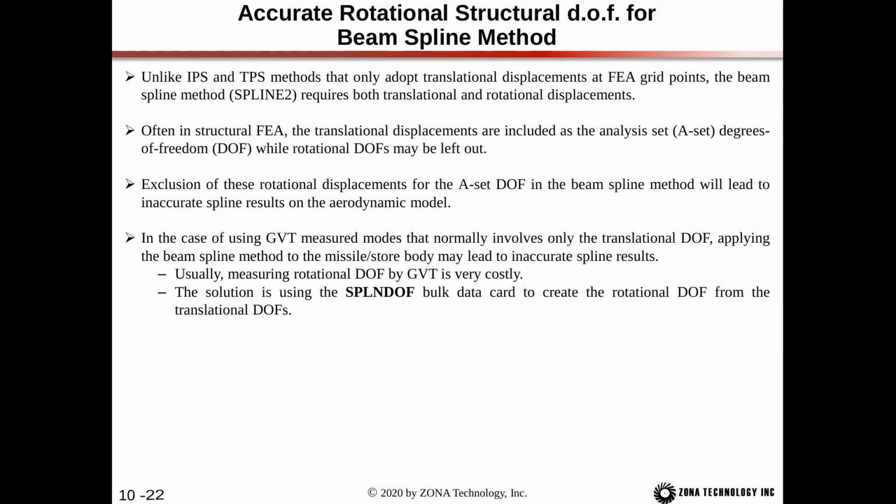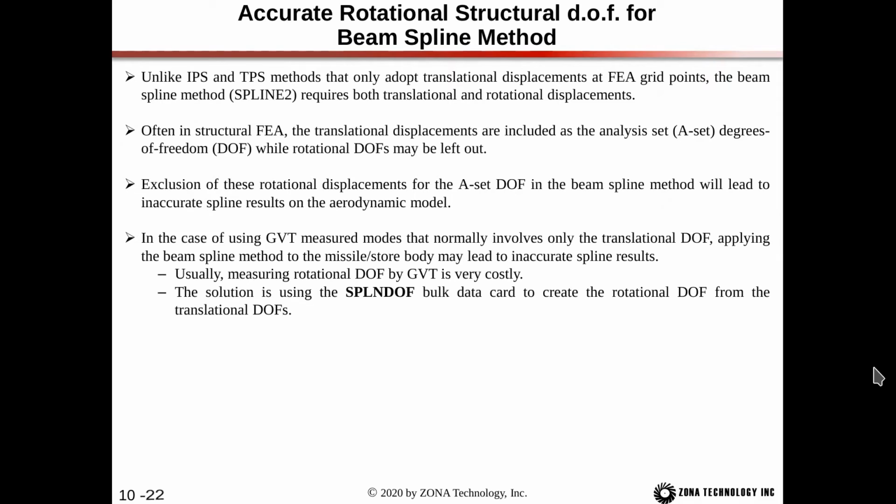Next, we want to have accurate rotational structural degrees of freedom for the beam spline method. And as we've said, unlike the IPS and TPS methods that only use the translational displacements at the grid points, the beam spline method requires both translational and rotational displacements. However, often in the structural finite element analysis, the translational displacements are included as the analysis set degrees of freedom, and the rotational degrees of freedom are left out of the A set. And the exclusion of these rotational displacements for the A set degrees of freedom in the beam spline method will of course lead to incorrect spline results on the aerodynamic model because we need those rotational degrees of freedom.